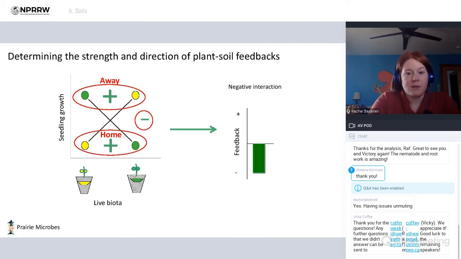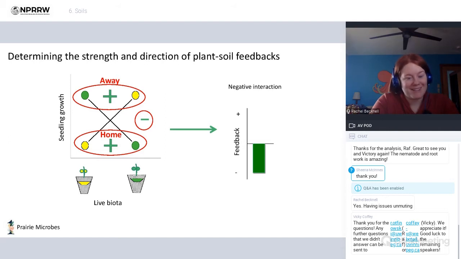Okay, so the way that we calculate these feedbacks is by looking at how each species grows in their own soil compared to the growth in the other species' soil. And you'll see that in this example, the yellow species and the green species both grow worse whenever they're growing in their own soil compared to their growth in the other species' soil. And the way that we calculate this is by subtracting the growth of each species in the away soil from the home soil. So you see in this situation, we have a negative number, and this is what we call negative feedback, where each species is more negatively impacted by their own soil microbes than they are by the other species' soil microbes.